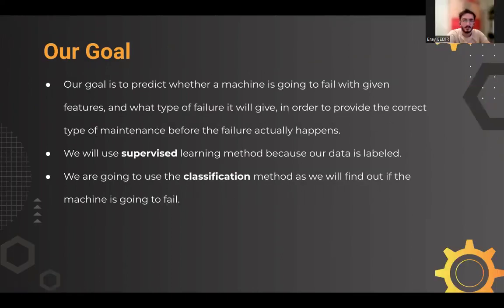My name is Eray. I'm from Information Systems Engineering Department. Our goal here is to predict whether a given machine is going to fail, and if it fails, what type of failure it will give. We will use supervised learning method because our data is labeled. And we are going to use the classification method because our target value is categorical. Next, please.